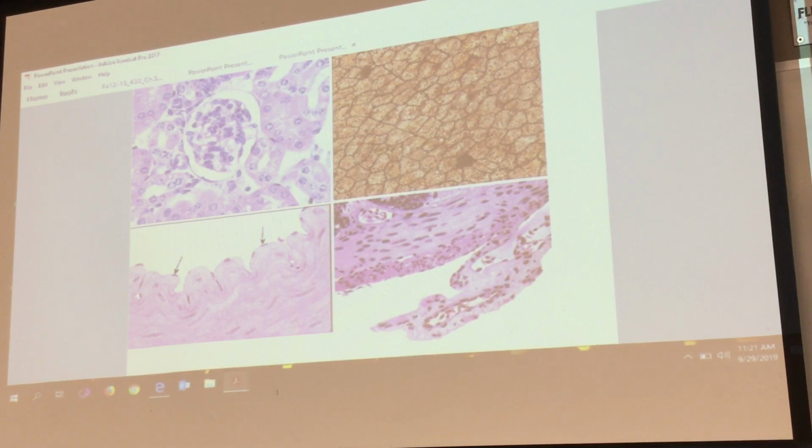Here we have simple squamous forming Bowman's capsule, and then more simple squamous forming the capillary bed. And then the white space there, that's the lumen of Bowman's capsule. That's where the capillary filtrate collects. And then it starts passing through the tubules. And the kidney tubules are primarily made up of what cells?